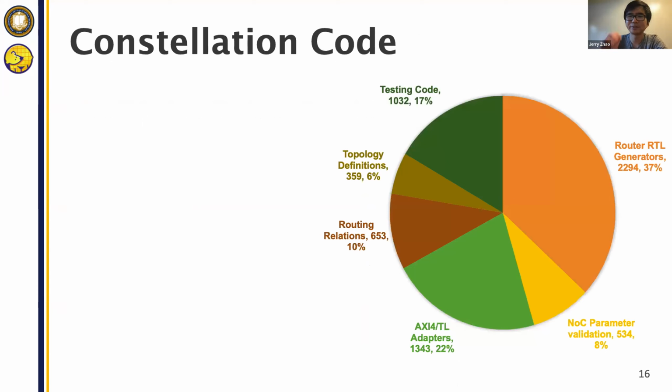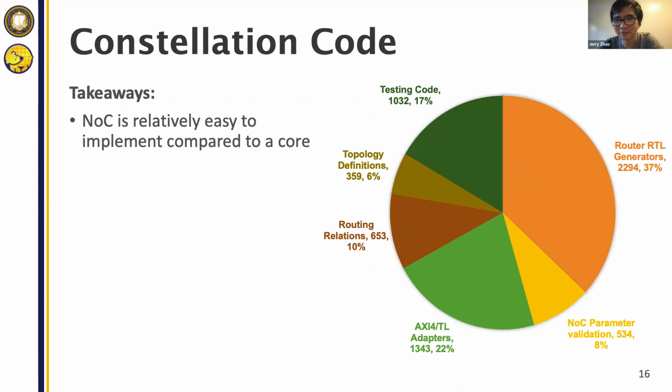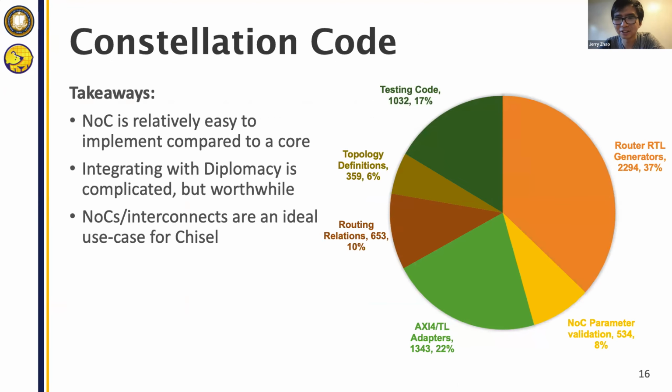Before I move on to use cases of Constellation, I want to discuss some of the takeaways from implementing the system, because I think it might be of particular interest to the Chisel community. Some takeaways I had: compared to a core, a NoC is relatively much easier to implement. The design space is much more well-defined, and the generators are much more reusable. Constellation showed signs of life after only 2 weeks of implementation, after only 1,000 lines of Chisel.